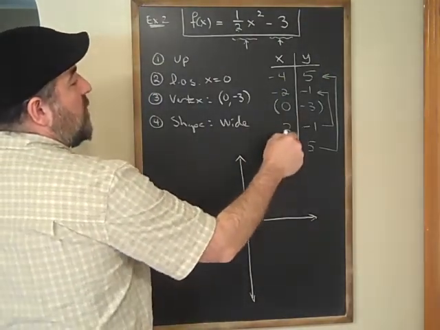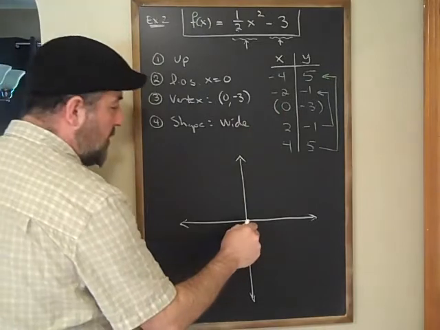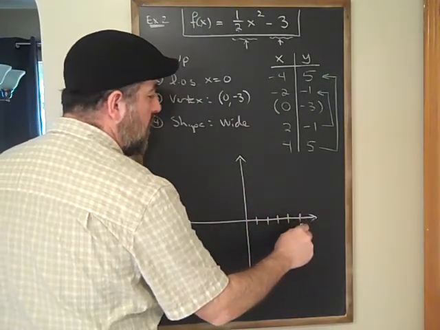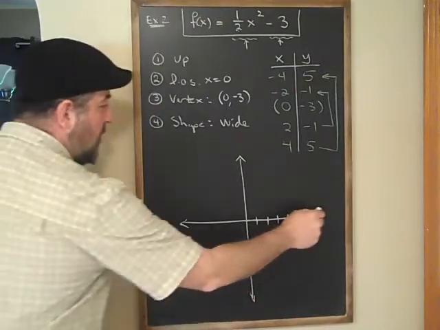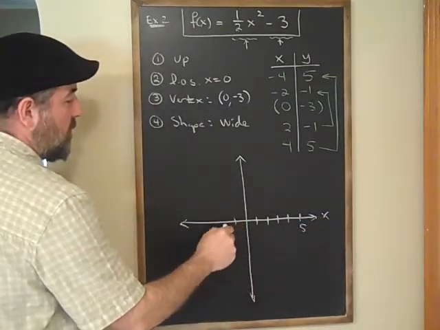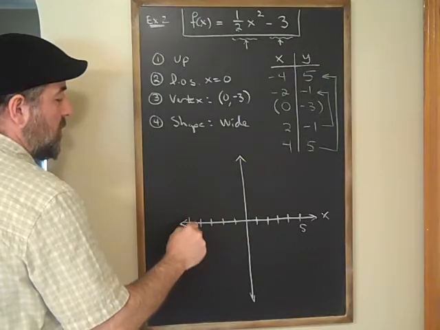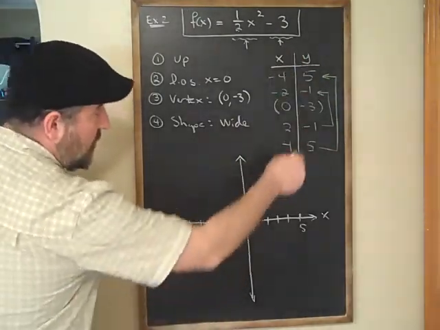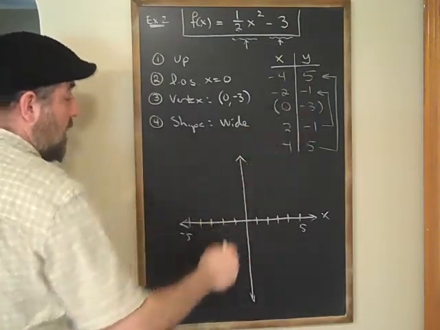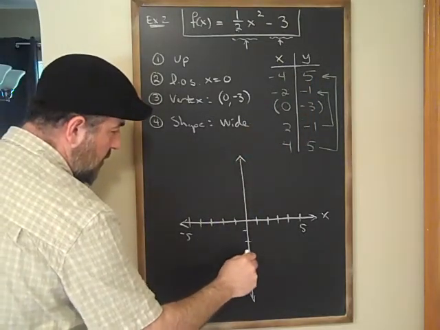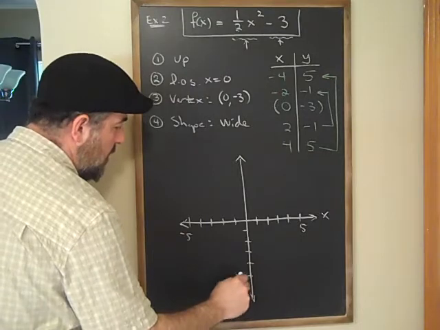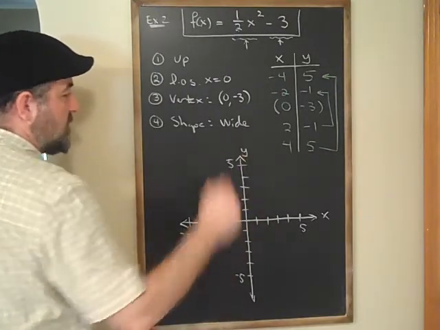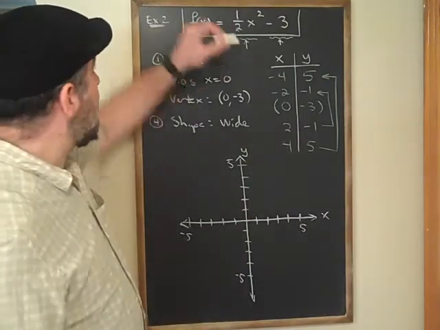Now, I have to go 4 to the right and 4 to the left. So 1, 2, 3, 4. I could mark that as 4. I'll just mark off every 5th one on the x-axis. 1, 2, 3, 4. There's negative 5. I have to go 5 up and 5 up at least, and 3 down. So 1, 2, 3, 4, 5. 1, 2, 3, 4, 5. So we can now fit this graph on here.